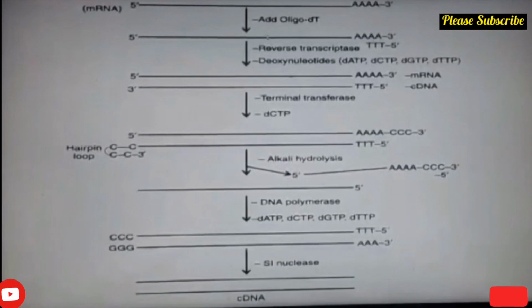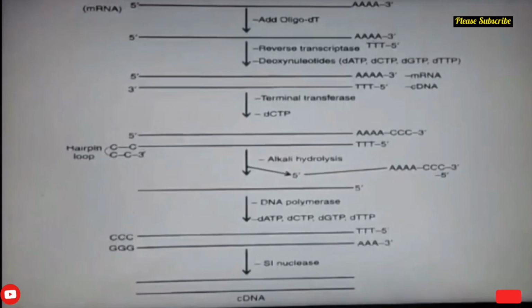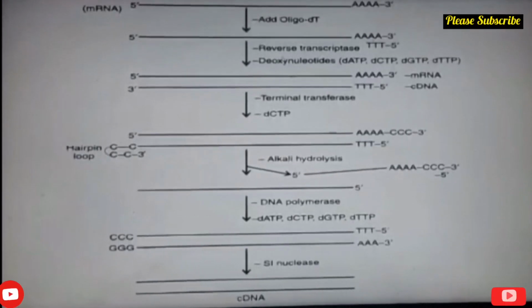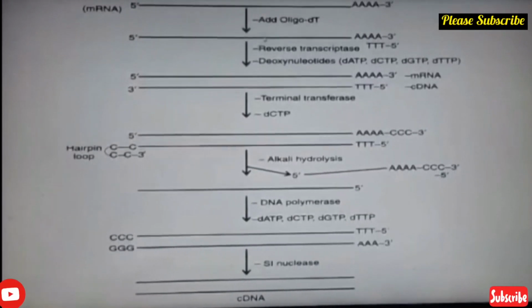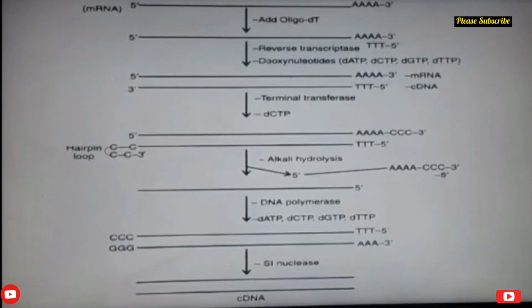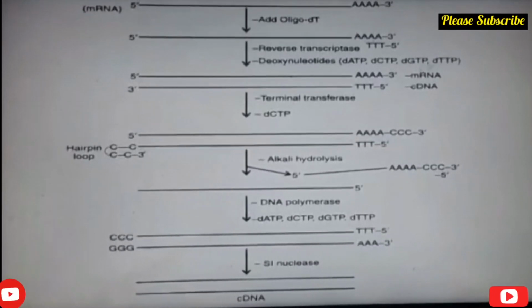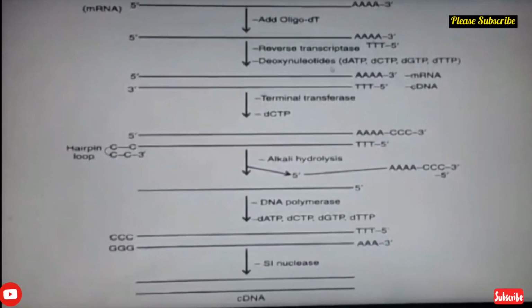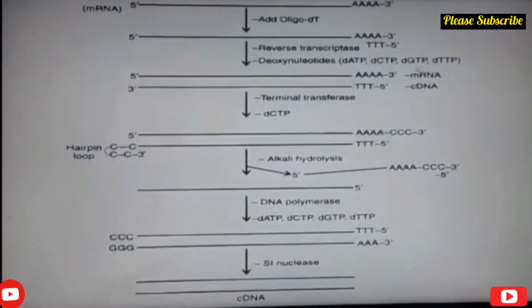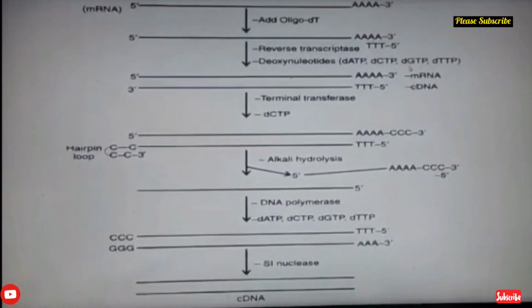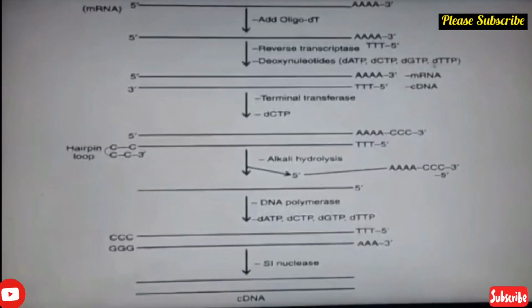Now, the second step is the reverse transcription step. In this step, mRNA strands are treated with oligo-dT primer, reverse transcriptase enzyme, and 4 deoxynucleotides: dATP, dCTP, dGTP, and dTTP. dATP is deoxyadenosine triphosphate, dCTP is deoxycytidine triphosphate, dGTP is deoxyguanosine triphosphate, and dTTP is deoxythymidine triphosphate.